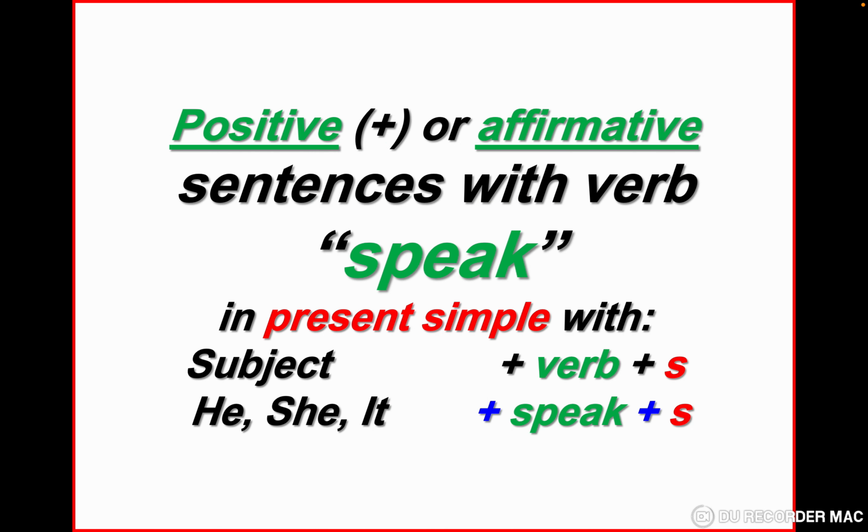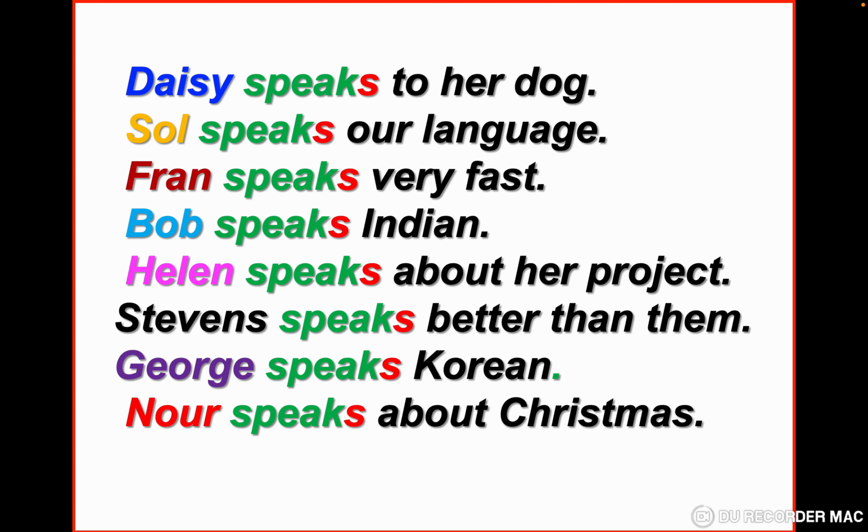Let's see more examples. Daisy speaks to her dog. Saul speaks our language. Fran speaks very fast. Bob speaks Indian. Indian is the language of India. Helen speaks about her project. Stevens speaks better than them. George speaks Korean. Noor speaks about Christmas.